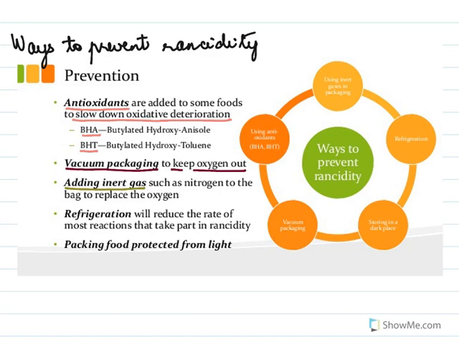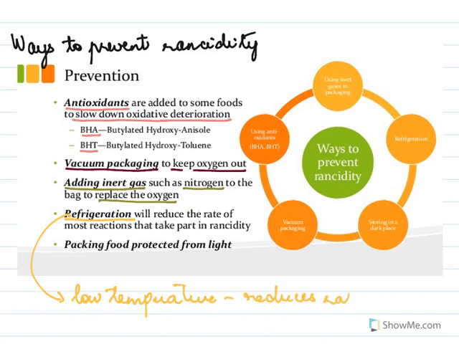Next is adding inert gases such as nitrogen to a bag to replace oxygen. And nitrogen being inactive will not bring about oxidation. Another is refrigeration to reduce the rate of most reactions. In refrigeration, there is low temperature, and because the temperature is low, it reduces the rate of oxidation.